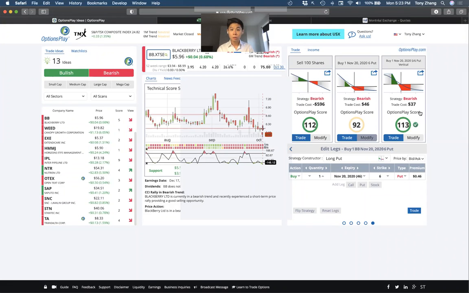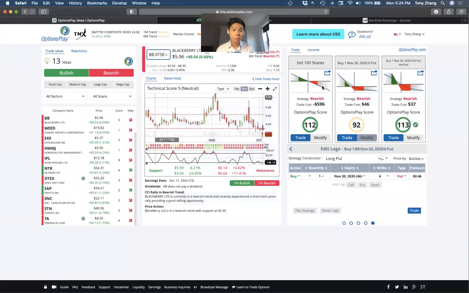The green OptionsPlay score tells me that this put is fairly cheap because I'm only paying 37 cents on something that probably moves quite a bit. As you can see, this stock moved from $7 down to a little under $5 in just a few days. So if I'm paying 37 cents all the way out to November, that's relatively cheap. So that's how we created the OptionsPlay scores, to give you a better sense for that.